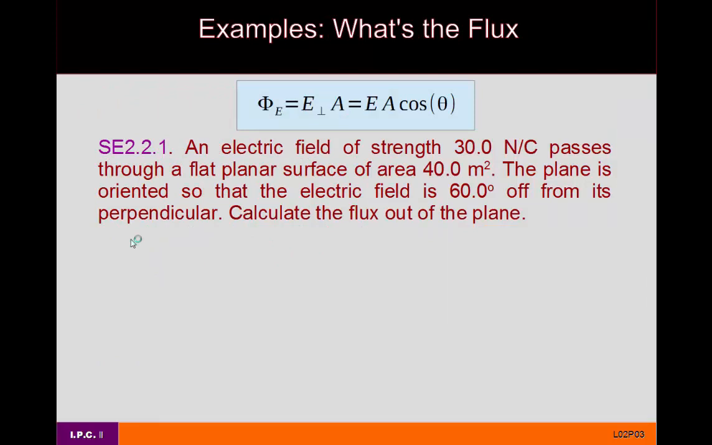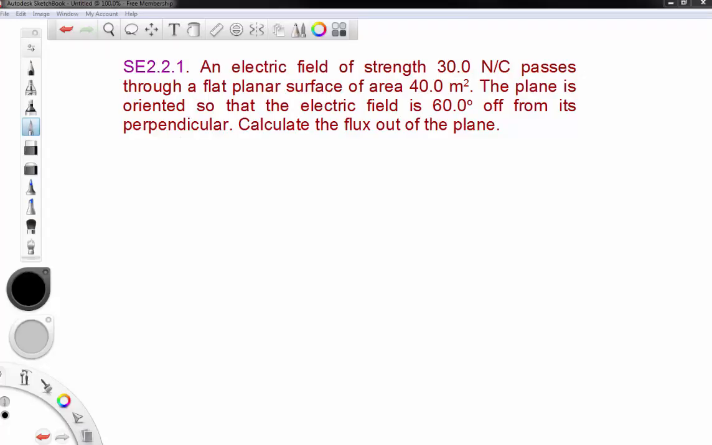All right, so let's look at a couple simple examples before we move on and add to our definitions for electric flux. For our first example, we have an electric field of known strength passing through a flat planar surface of known area, and there's some angle between the field and the area vector. So we're going to calculate the flux out of this plane. Let's draw a simple cartoon of this. The plane maybe has an area vector like this. The electric field is 60 degrees off from the perpendicular. So this right here is the direction of the electric field. There's a 60 degree angle right here.